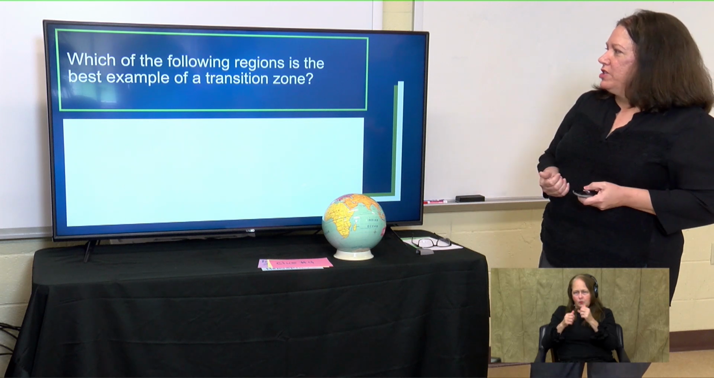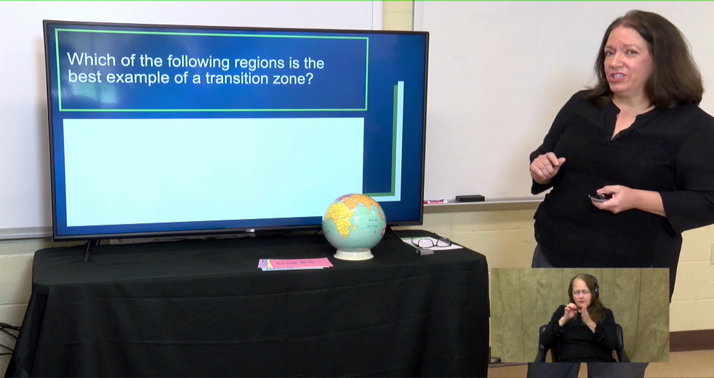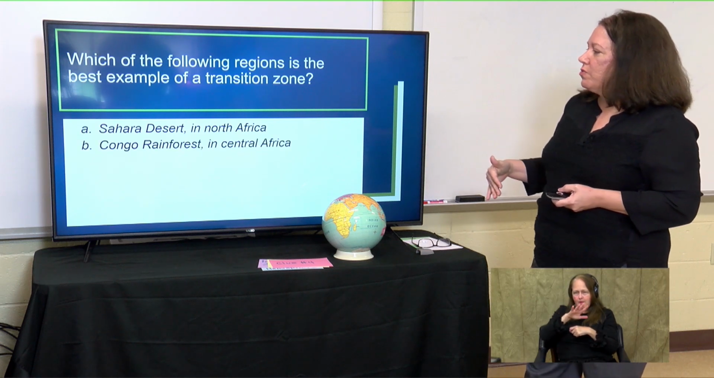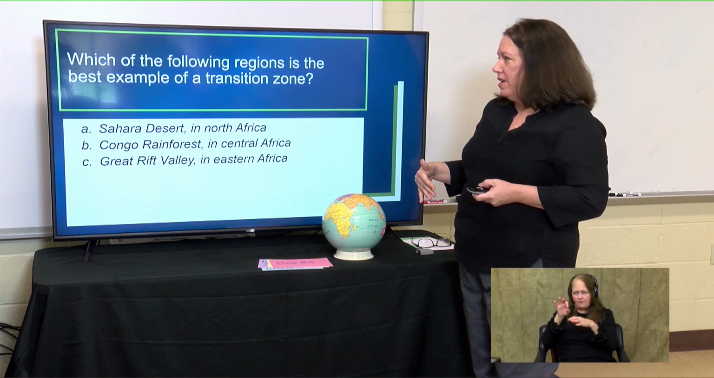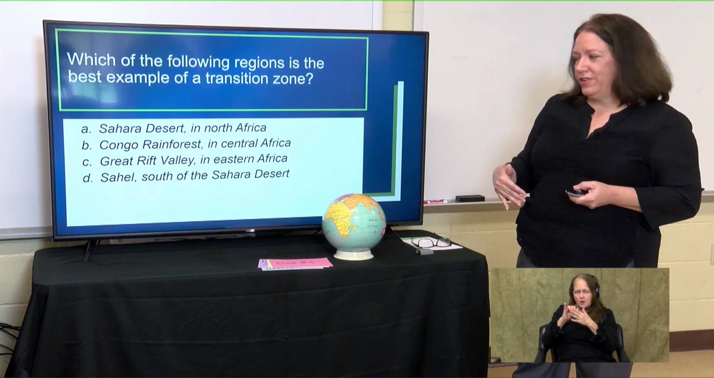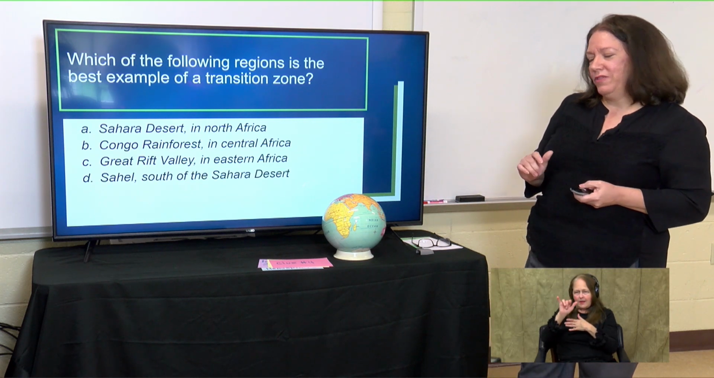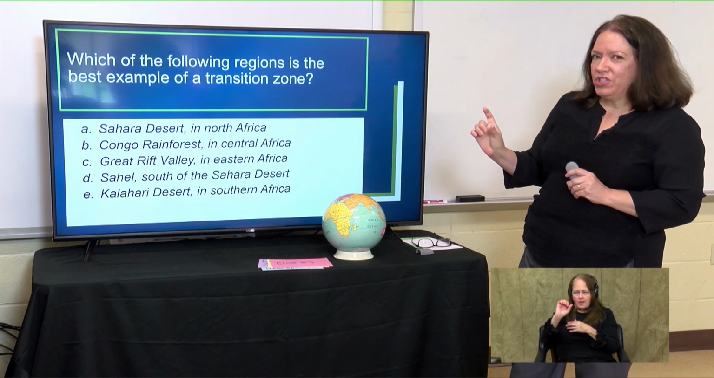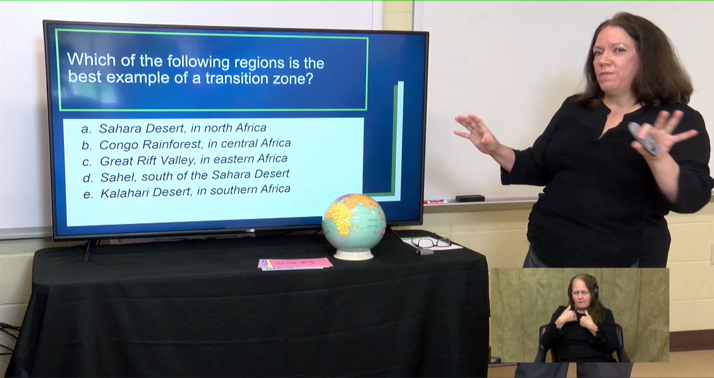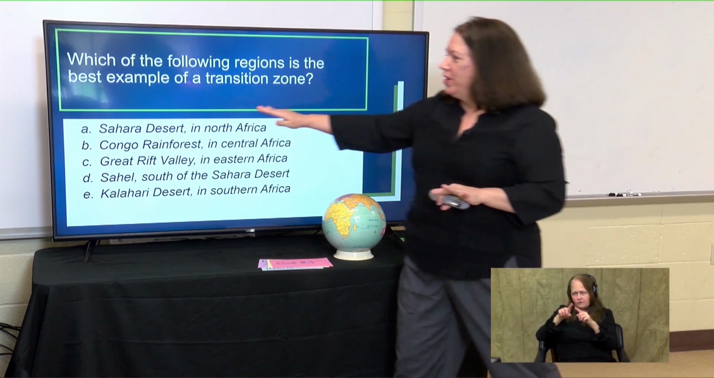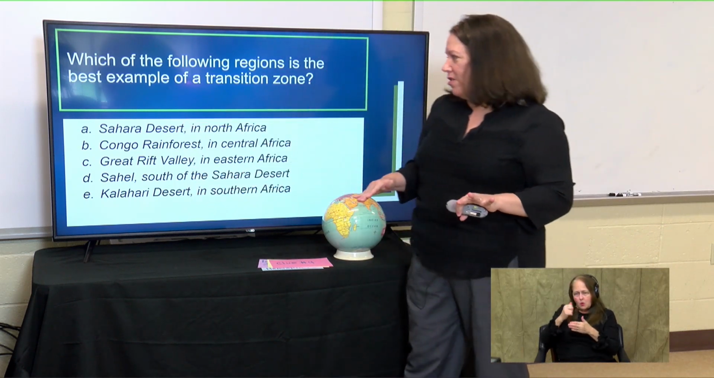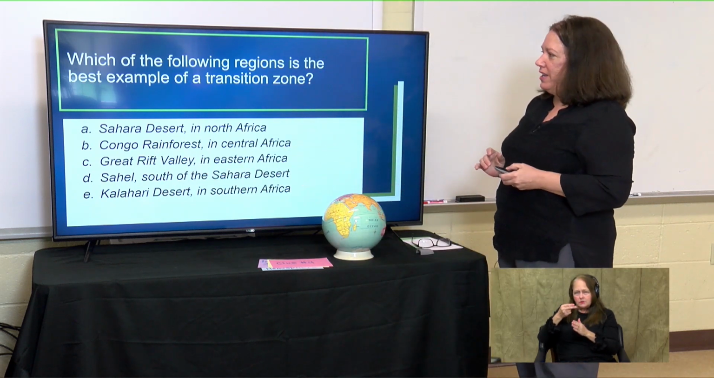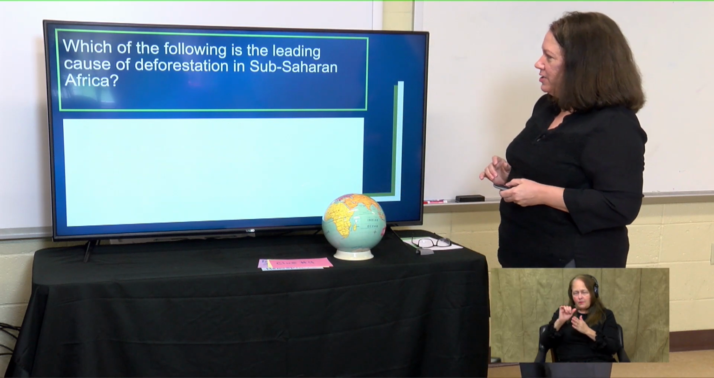Which of the following regions is the best example of a transition zone? The Sahara Desert in North Africa, the Congo rainforest in Central Africa, the Great Rift Valley in East Africa, the Sahel just south of the Saharan Desert, or the Kalahari Desert. And a transition zone is when you have mixtures of two different zones. So we can rule out the Sahara Desert and the Kalahari Desert, and the best one is going to be the Sahel, on the borderland of the Sahara Desert.